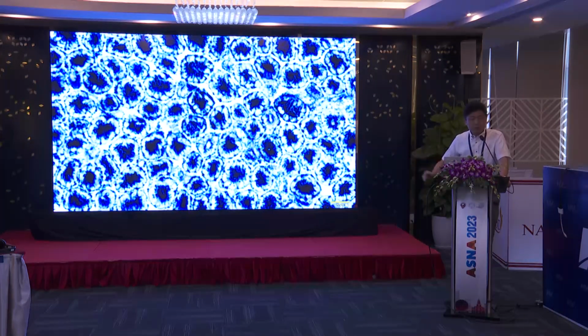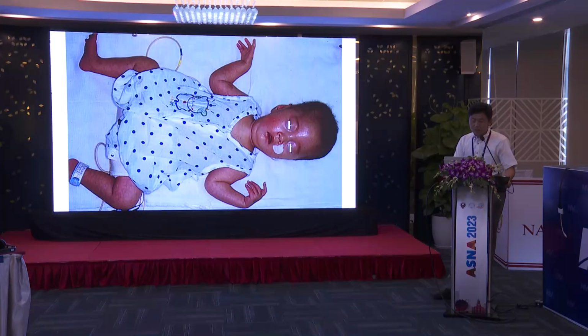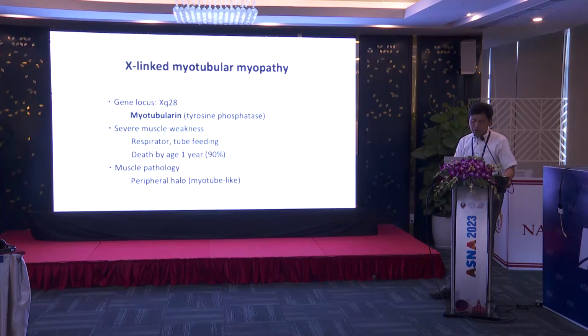What about this one? This is X-linked myotubular myopathy because the fibers look like myotubes. That's why this is called X-linked myotubular myopathy. And typically, patients are very, very floppy, and sometimes they need tube feeding or even intubation. So this is caused by mutation in the myotubularin gene.